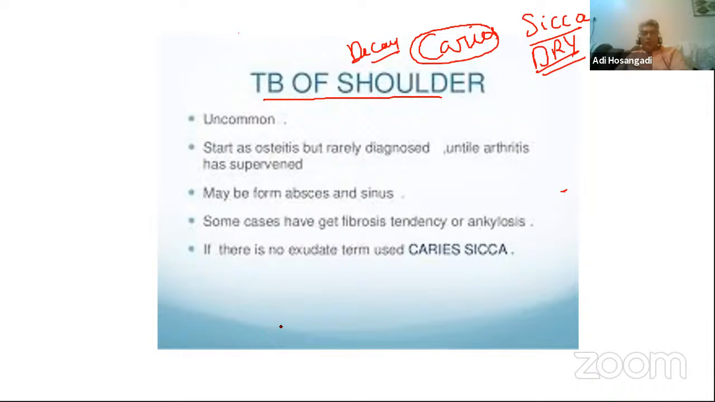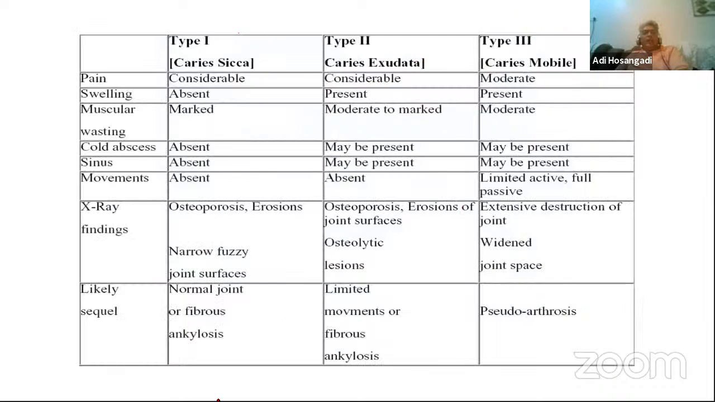So one more slide is there. Please remember, this is a very important slide. Don't go into everything here. Whenever there is tuberculosis in the body, tubercular arthritis can be of two types: proliferative or exudative.